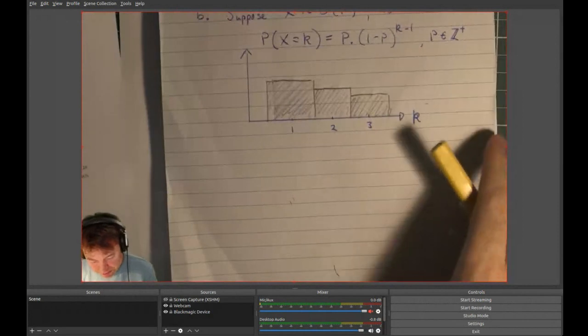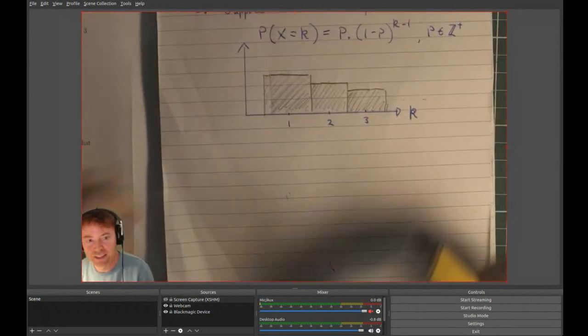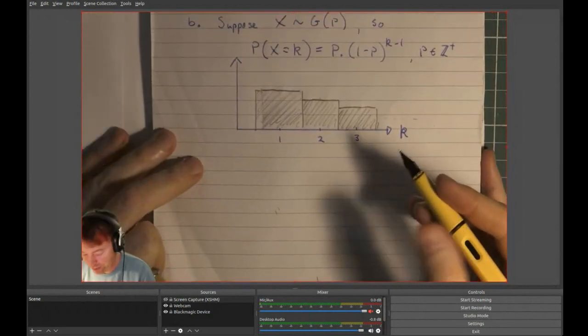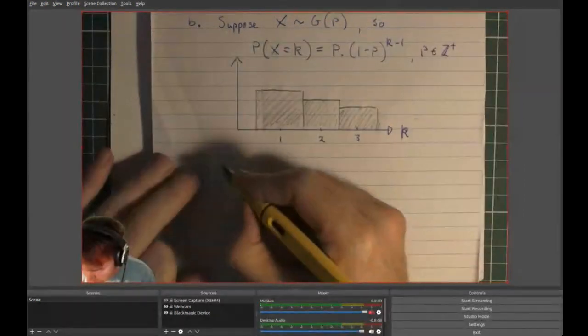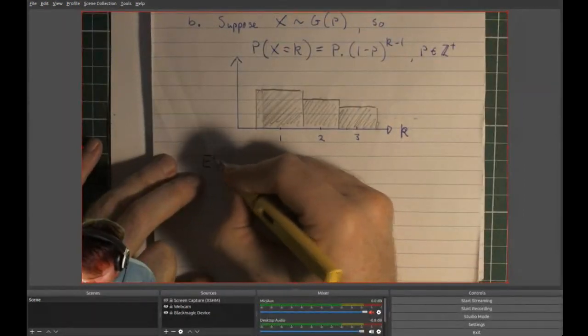It asks for the expected value of X. Now, the expected value of X might be a little bit strange. Let's talk about the expected X.